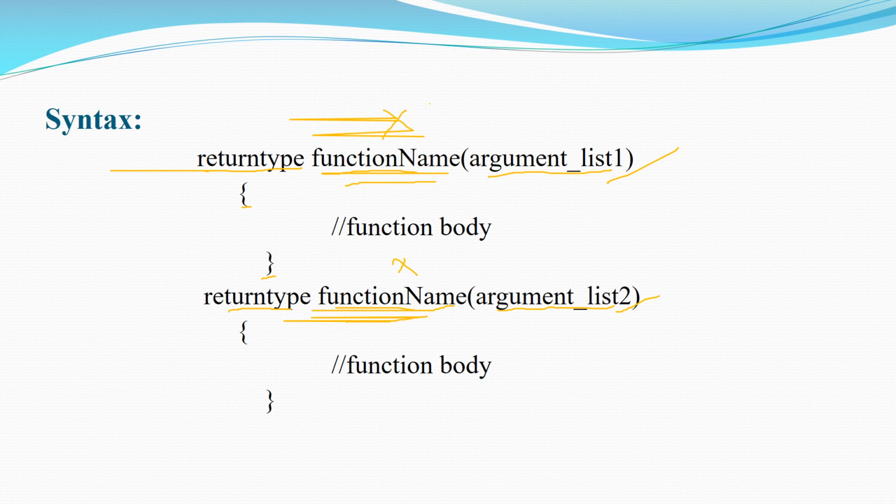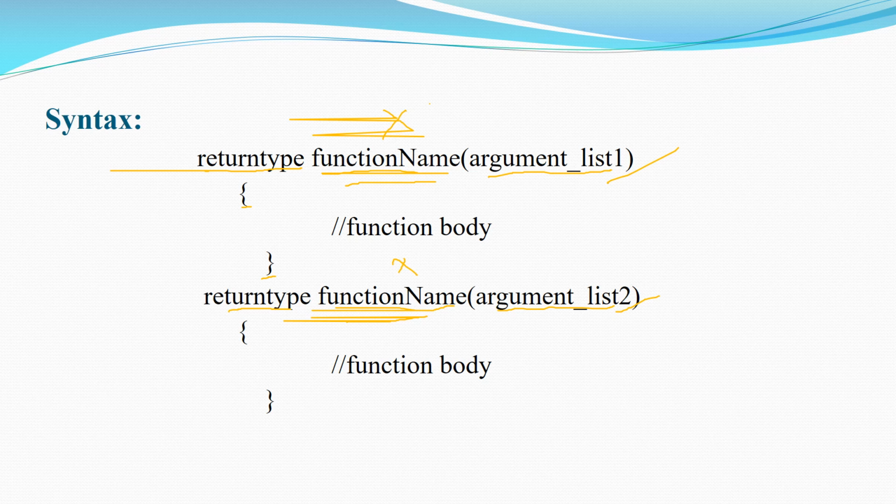The function name should consist of an x, followed by a different argument list. For example, I have passed one argument list, and also argument list 2. If an argument is int a, the int a should not be the same as in the second argument list. It may differ in the number or type of arguments. This is how you create the syntax of function overloading.